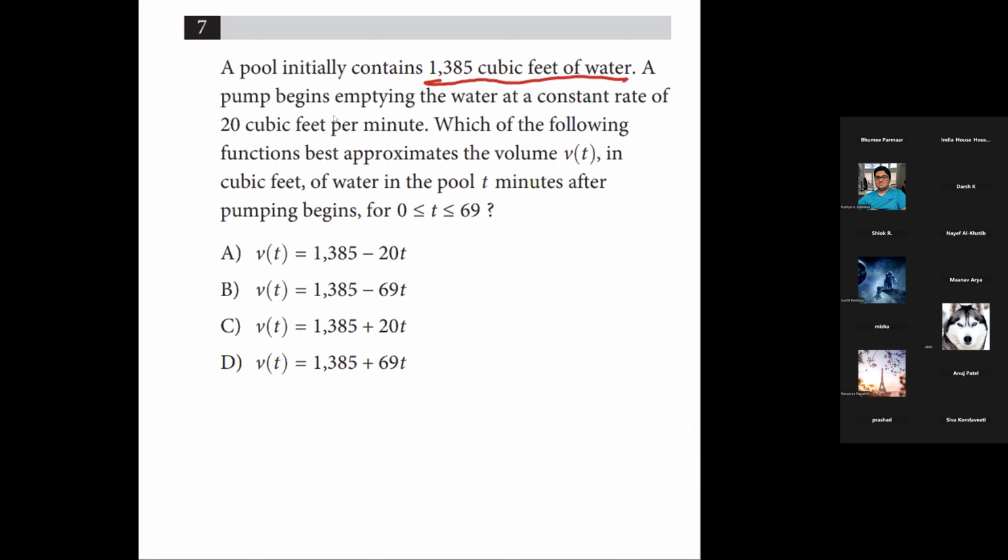And it says a pump begins emptying the water at a constant rate of 20 cubic feet per minute, so that means it has to be minus some value. So that would be minus 20t, where t is between 0 and 69 minutes. So the correct answer is A.